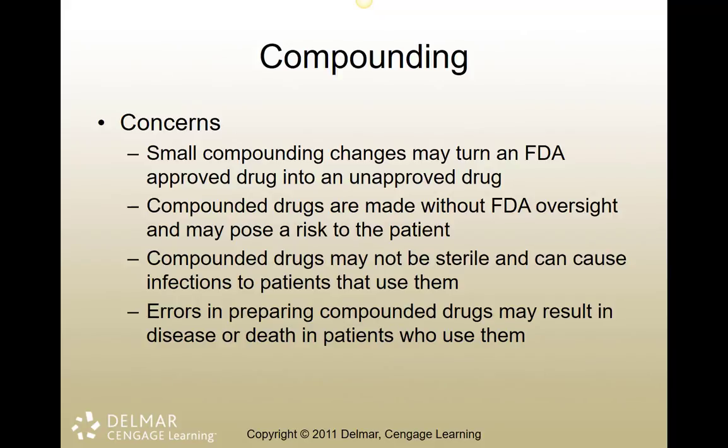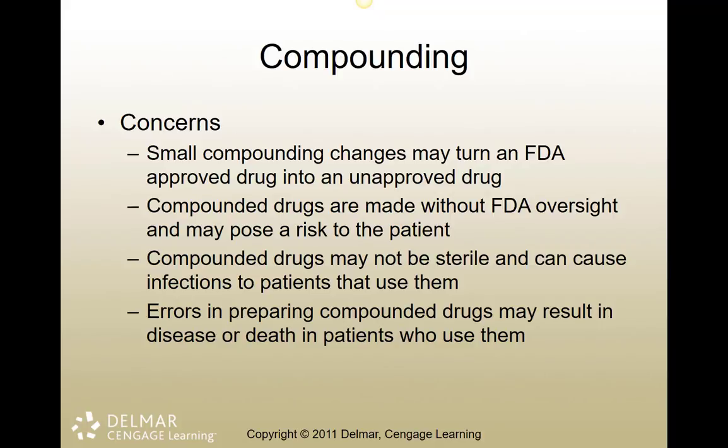Compounded drugs are made without FDA oversight, so you don't actually have an inspector there watching exactly what's going on when they're compounding the drugs. If you go to a factory where they're being made, there's an FDA inspector. They're actually checking so many of them, 1 out of every 10 packages or tablets or whatever. It's checked for purity and strength. You don't have this with compounding pharmacies.